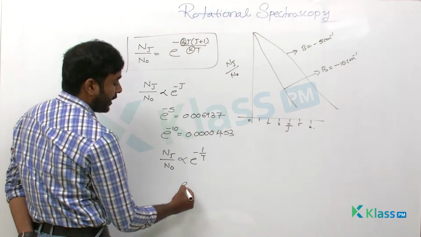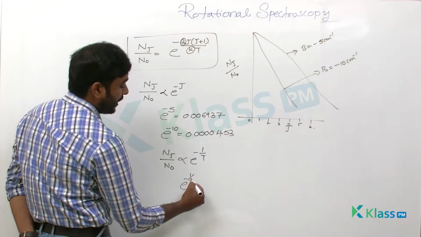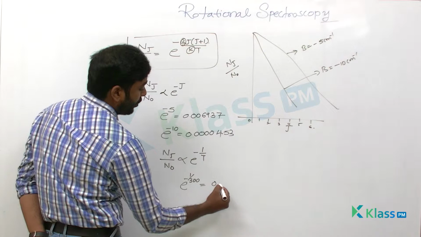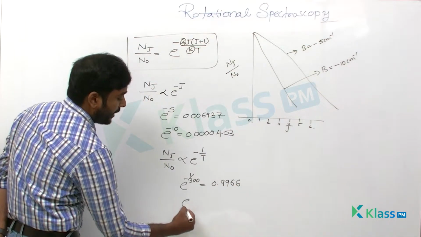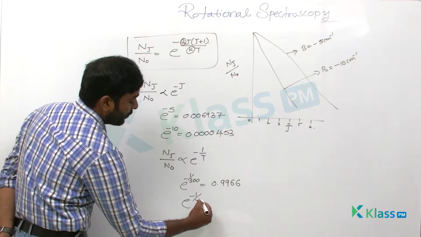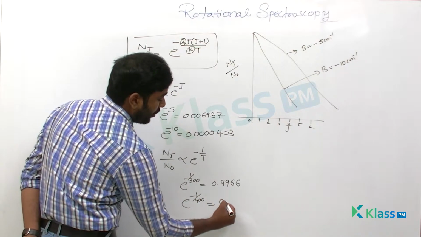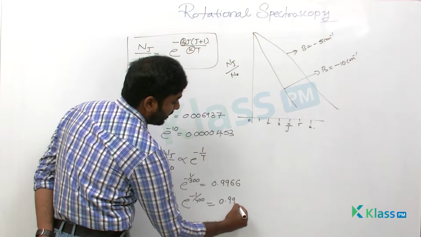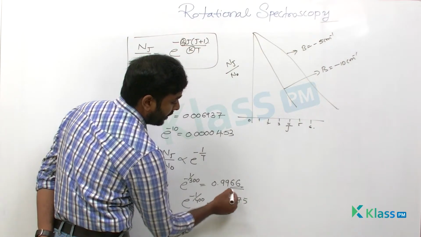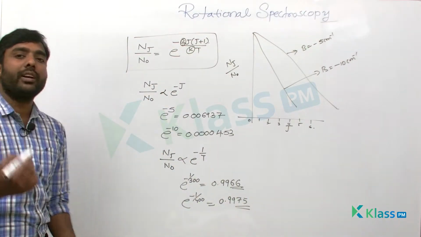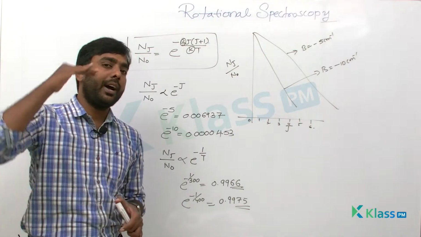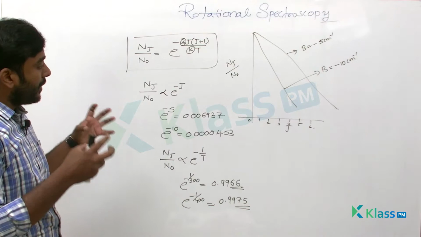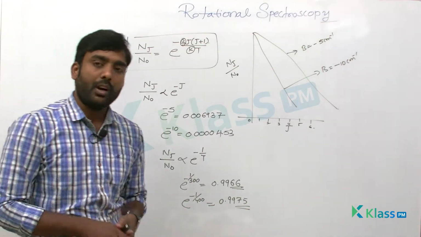So here I have taken e to the power of minus 1 by 300. So that I got 0.9966. If I take e to the power of minus 1 by 400, I got 0.9975. See here, 6675. As temperature increases, the relative population also increases at higher energy levels. We will take one example and calculate how it will be found.